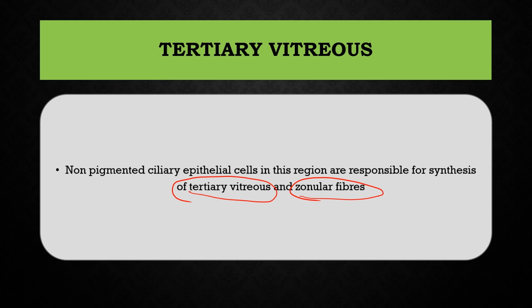So knowing about the origin of the vitreous is very important. You should know where the primary vitreous is coming from. You should know where the secondary vitreous is coming from. And you should also know the source of the tertiary vitreous. So I hope that is clear.